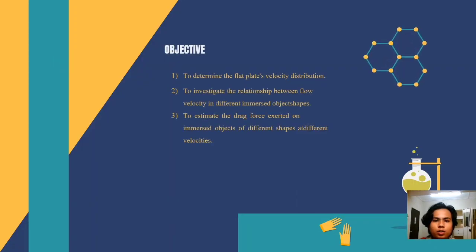For the objectives, number one is to determine the flat plate velocity distribution. Number two is to investigate the relationship between flow velocity and the different immersed object shape. And number three is to estimate the drag force exerted on the immersed objects of different shape at different velocities.